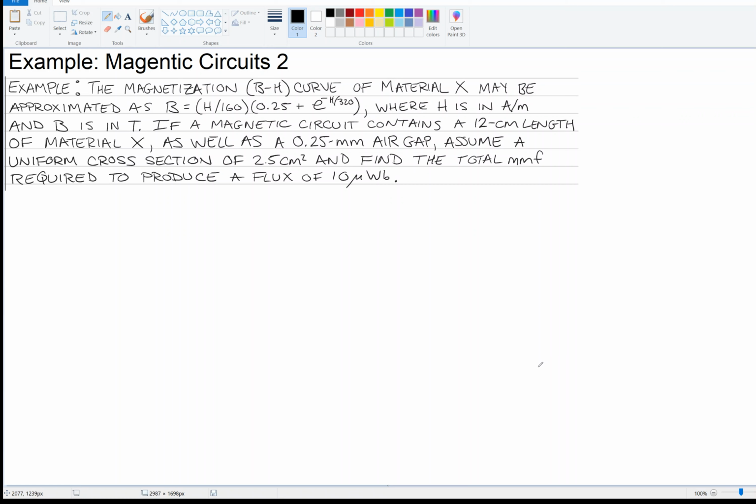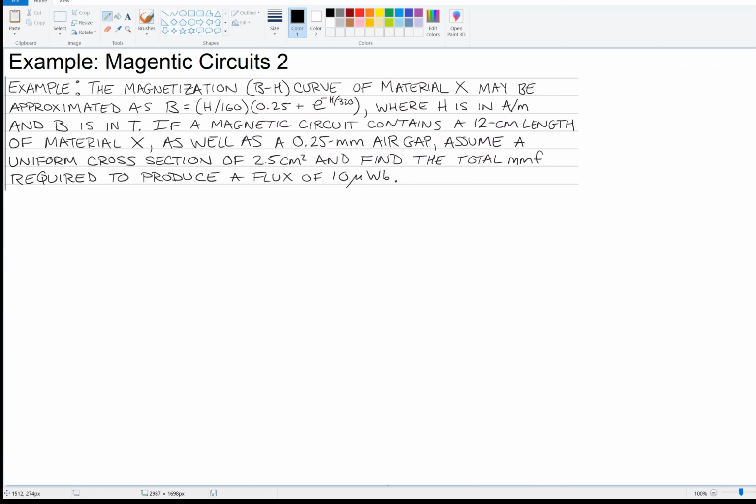So I just want to stop there for a second and remind you that in a previous lecture video we were looking at silicon steel, and we had a certain curve for silicon steel. So now we have a different material X, which has a different curve, and that curve may be approximated as B equals, and then this thing here, which is a function of H, right? B versus H, where H is in amps per meter and B is in Tesla.